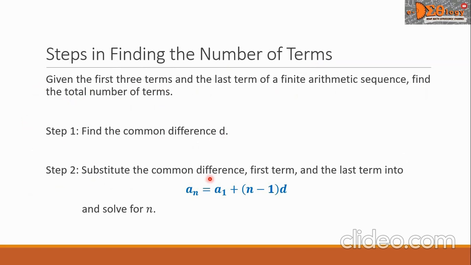Substitute the common difference, first term and the last term into the general term formula. And it is here, a sub n equals a sub 1 plus the quantity n minus 1 times d. Then solve for n, because this n here is the number of terms.